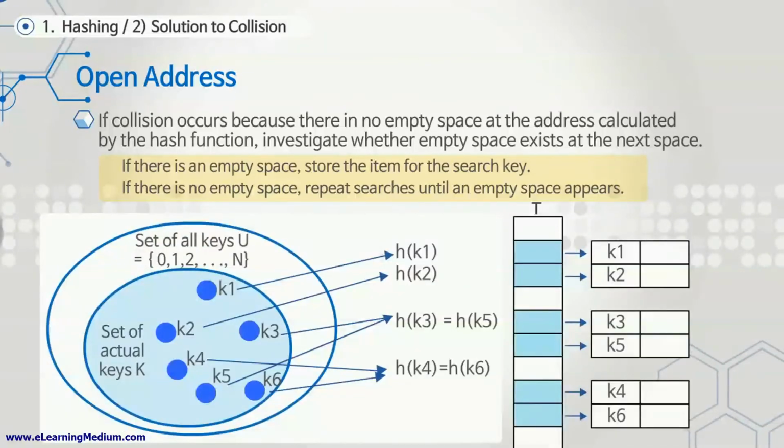Like the figure, key values from K1 to K6 are consecutively inserted. As collision does not occur in the key values from K1 to K4, store them in the table. As K5 is collided with K3, store it in the next empty space. If collision occurs during investigation, repeat searches until an empty space appears.